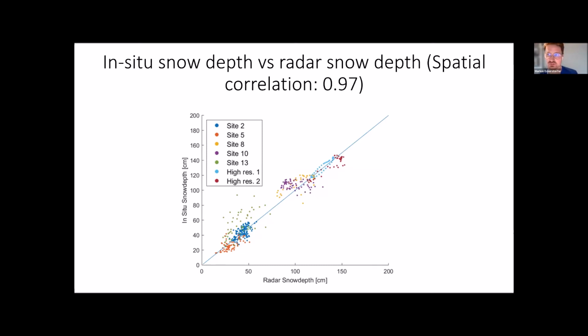The radar is now very well validated. We have been doing all those campaigns, always doing in situ snow depth measurements and comparing them to those radar snow depth measurements, and we get pretty much high correlation. So we are very satisfied now with how the radar works, especially when flying it with a drone.